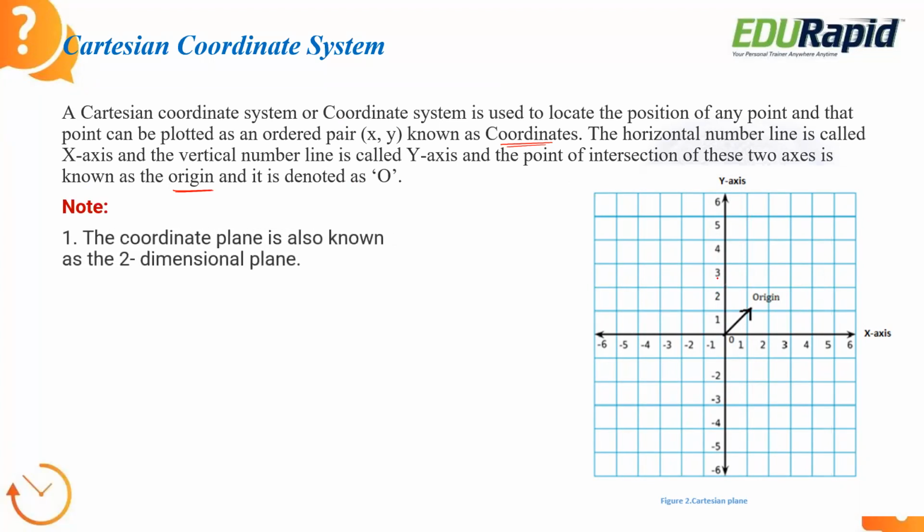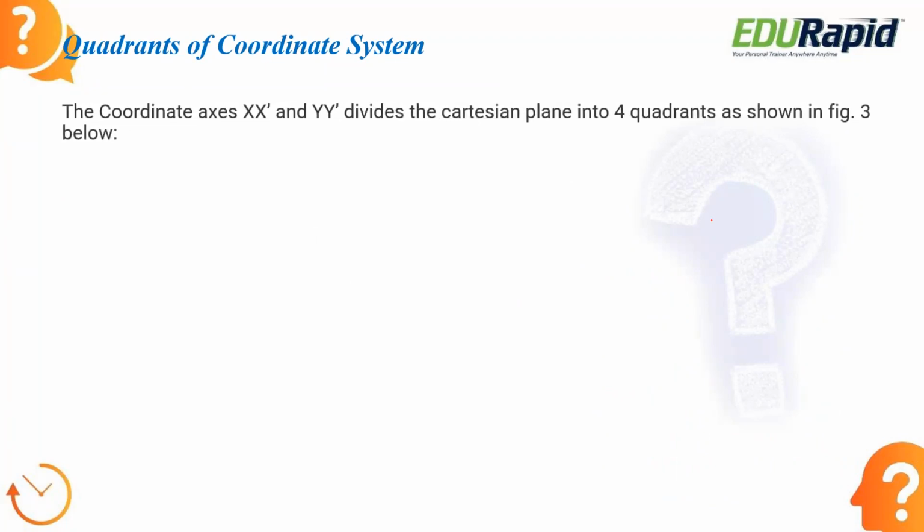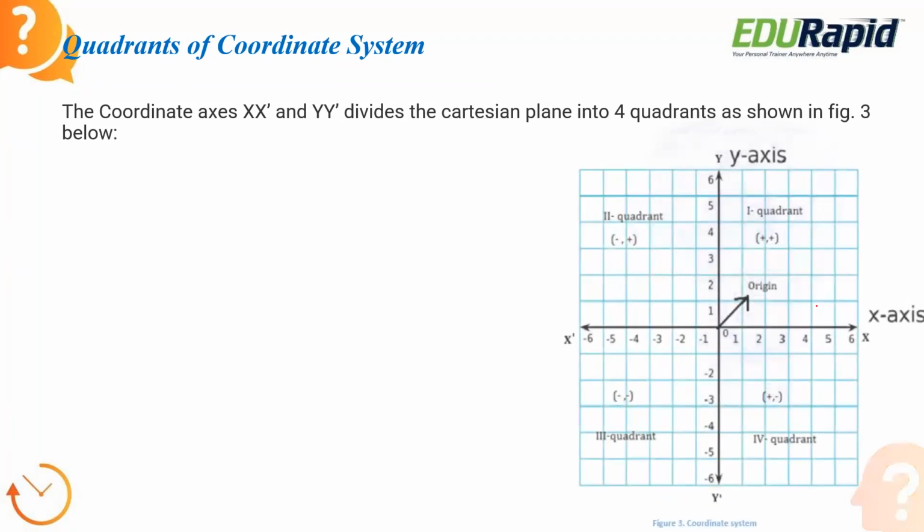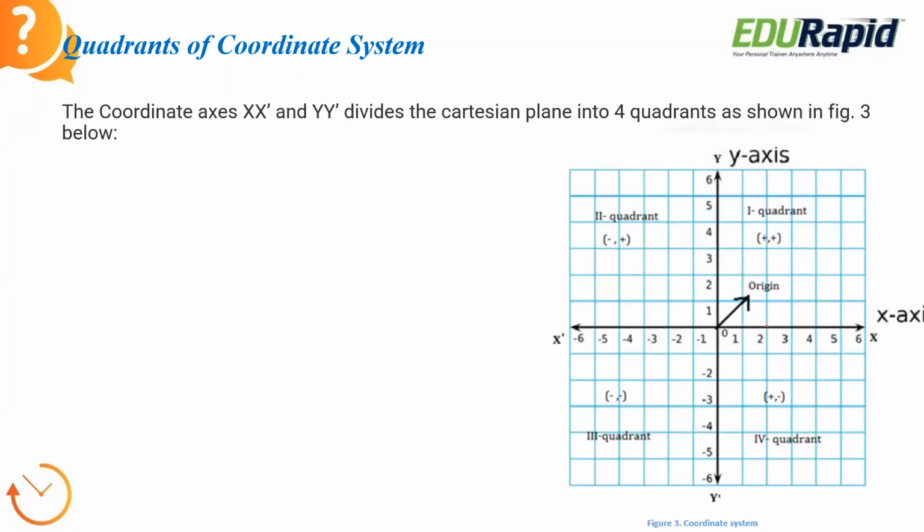So the coordinate plane is also known as a two-dimensional plane. And the X-axis is named as X dash because we consider the negative side as X dash and Y-axis as Y dash, the negative side as Y dash. So quadrants of coordinate system. You already know the coordinate axis X dash and Y dash divides the Cartesian plane into four quadrants, which you already know. It's divided into 4 quadrants here.